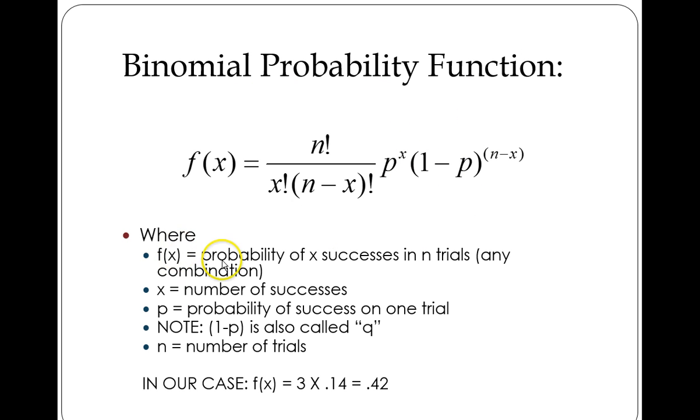So f of x is the probability of x successes in n trials, or in this case, the probability of 2 successes out of our 3 travelers. Okay? Just a note, 1 minus p, the complement probability, is also sometimes called q. In our case, basically we have f of x is 3 times 0.14 is 0.42. So the overall probability of 2 of them venturing out of the 3 is 0.42, or almost half. Okay?